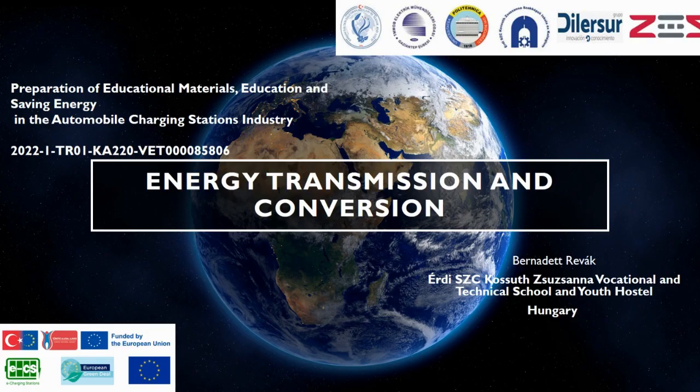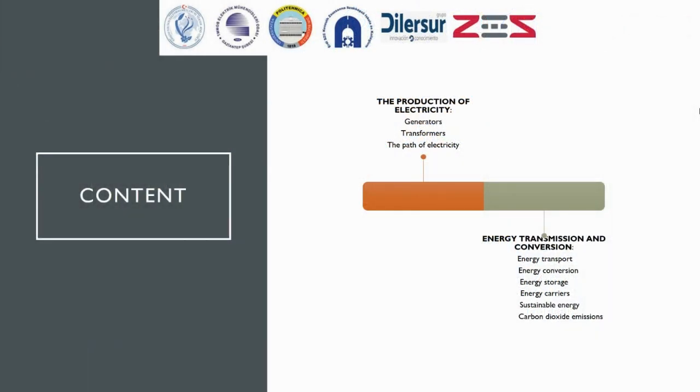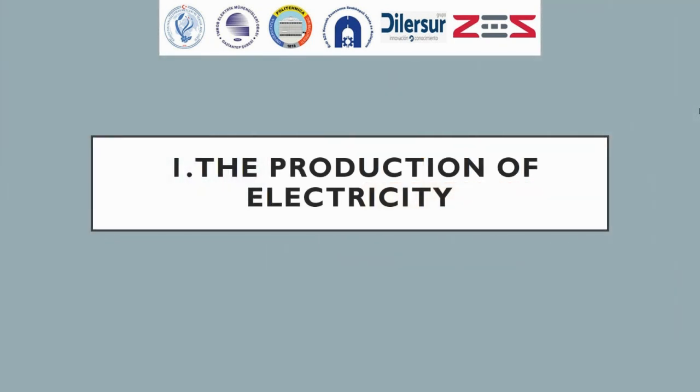Today we are talking about energy transmission and conversion. As you can see on the screen, our content for today: the production of electricity, generators, transformers, the path of electricity, energy transmission and conversion, energy transport, energy conversion, energy storage, energy carriers, sustainable energy, carbon dioxide emissions. Let's start with the production of electricity.